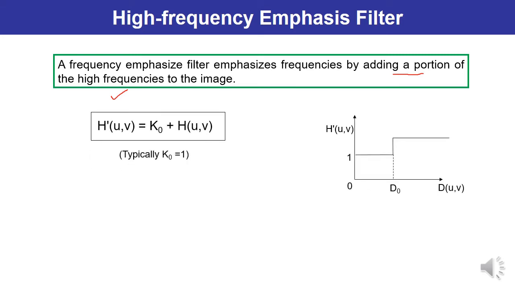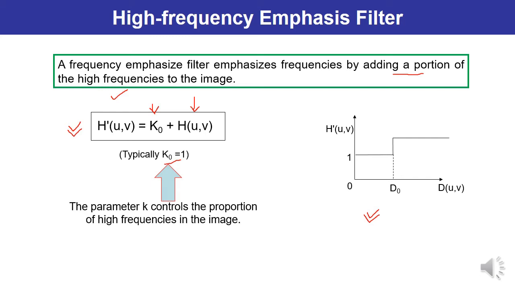In the case of high frequency emphasis filter, you can see the output image can be represented as a sum of k naught plus H(u,v). H(u,v), this is what? This is the input image, and here k naught is the term which is being added over here, and usually the value of k naught is equal to 1. So the same has been plotted in this particular diagram. You can visualize it from this figure.